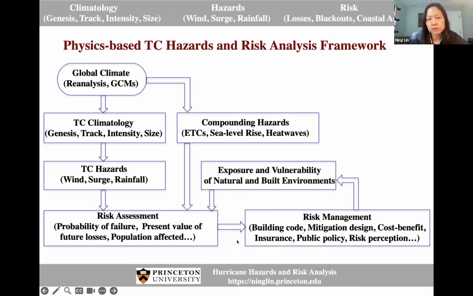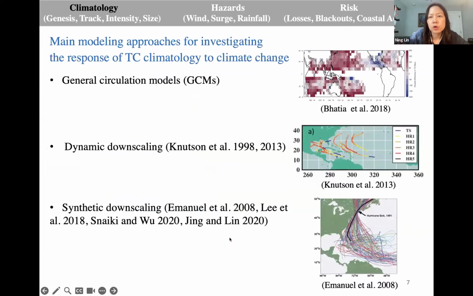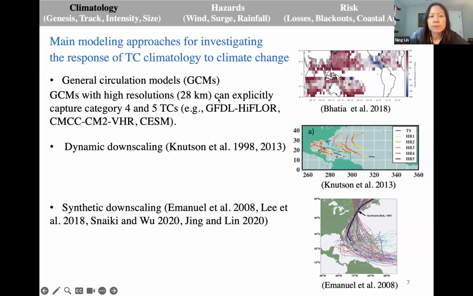Today I'm going to talk about a few components of this framework. First, I want to talk about the climatology model, which is the first step of this chain of study to quantify the risk and the risk mitigation strategies. The goal is to be able to simulate tropical cyclones in the future climate, with the hope that with large numbers of samples, we can assess the risk and extremes. For some main methods, we can use global circulation models, GCMs. But as I mentioned, general GCMs cannot resolve TCs, but there are some very high resolution ones with resolution of about 28 kilometers. They can explicitly capture category 4 and 5 storms. But they're quite expensive to run, and sometimes they still cannot capture the full distribution of intensity.